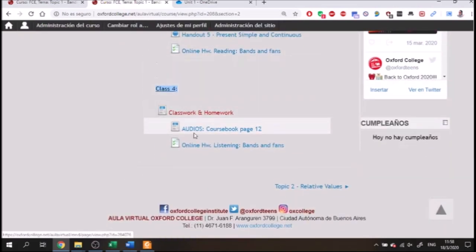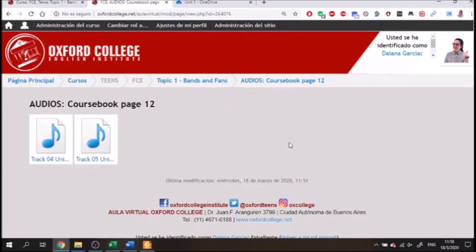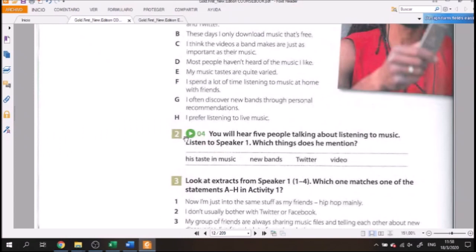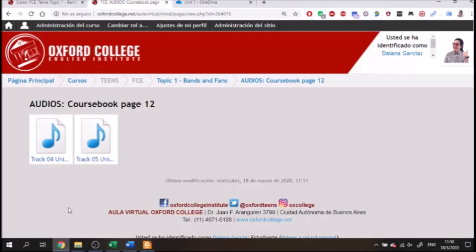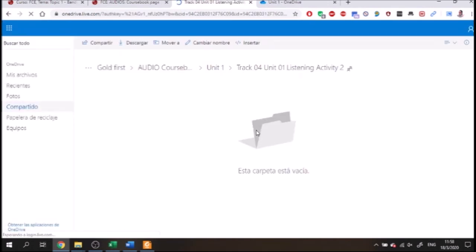In class four, we have the audios, audios course book page 12. You click there. And you have two files. I am going back to the book. Here you have the track number. In this case, it is number four. Can you see it? So in the virtual classroom, you are going to play track number four. Yes, you click there and the audio file will be opened for you.